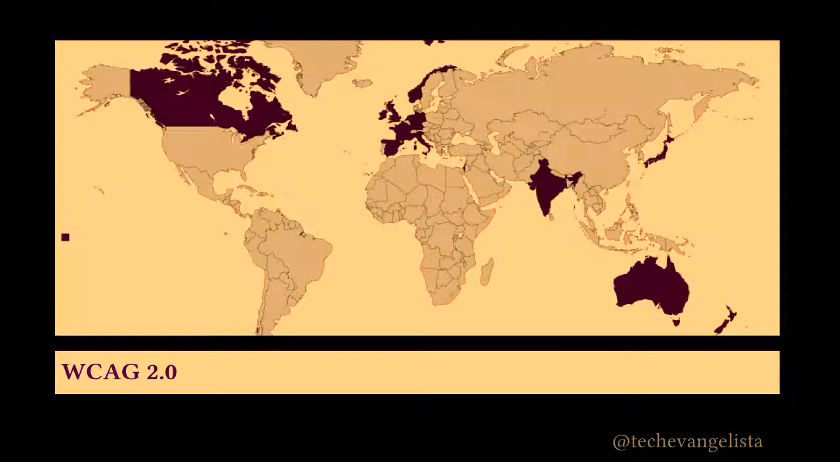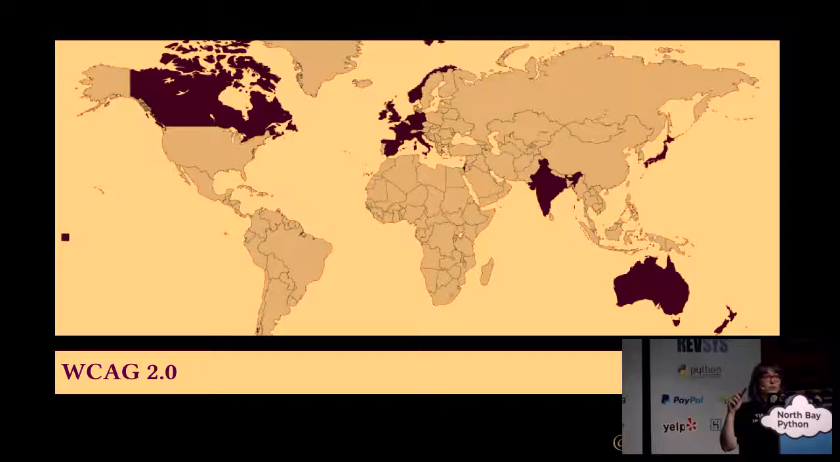In the United States, we have various laws that cover web accessibility, but the closest we get right now is 1.0. But in January of next year, so next month, some of those are moving towards 2.0. So it's a pretty big change for people.